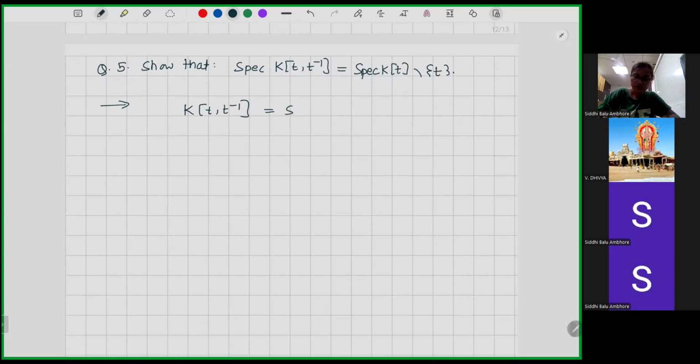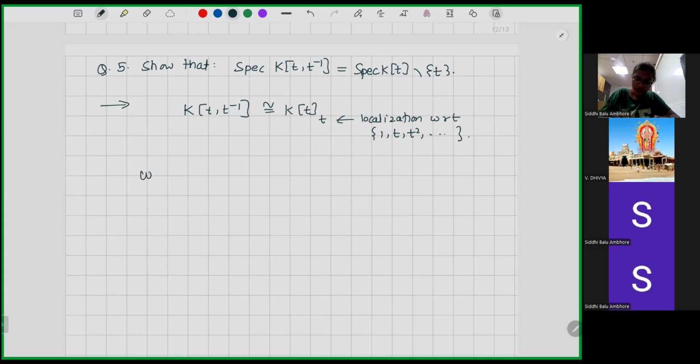This Spec of, okay, so this is actually isomorphic to k[t] localized at this element t. Okay, this is localization with respect to this multiplicative set, say 1, t, t squared and so on. Okay, so these two rings are isomorphic.